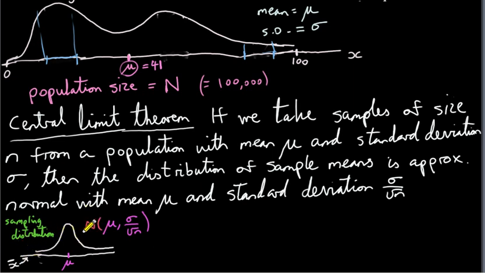The approximation to a normal distribution improves as n goes to infinity. So as we let n get bigger and bigger, we get a better approximation to a normal distribution. Also, if the population distribution is normal, then this distribution is exactly normal.